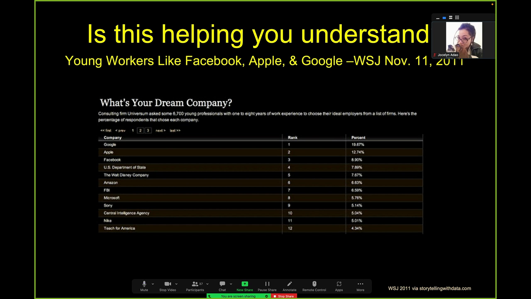So, okay, here the argument from this news story was that young workers like to go work for Facebook and Apple and Google. And this is the support they offered up. If I glance at this, is this easily consumed? Do you guys buy it that this is a good way to present where young people in 2011 wanted to go work? No, it doesn't even give us the age range. Oh, okay. So yeah, what is a young professional? Okay. Okay.